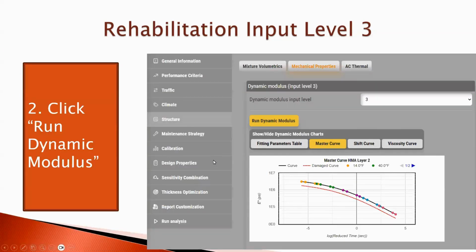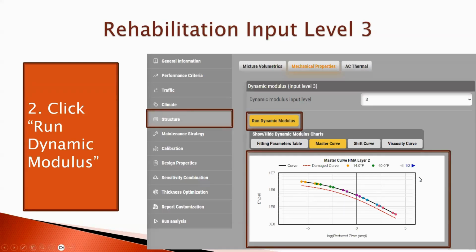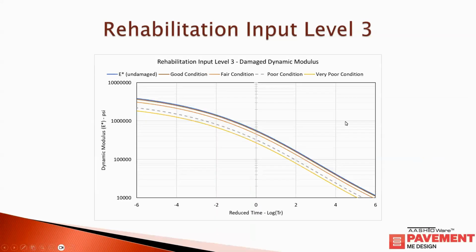Okay, now once we've changed our input level, we go back to our existing pavement layer and structure. We run dynamic modulus, and you'll see the same curve, or based on what you have entered, it'll rerun the dynamic modulus, the damaged and undamaged curves. And just to show an example here for the different condition ratings, I have good condition, fair, poor, and very poor, and how each corresponds to the adjustment in modulus.